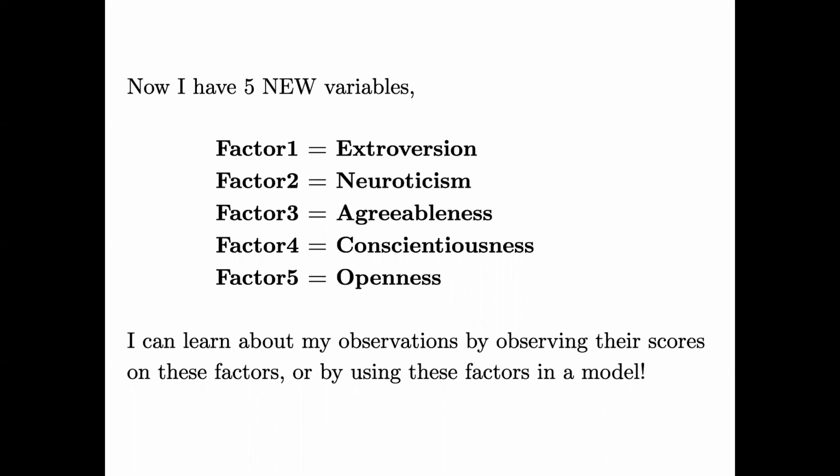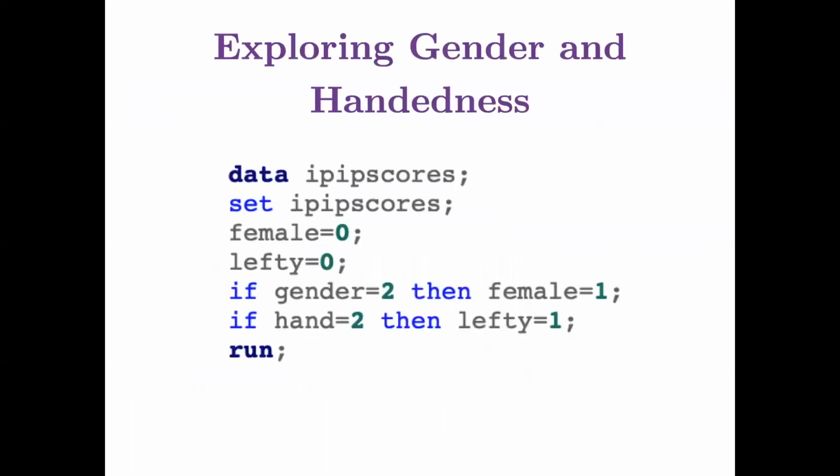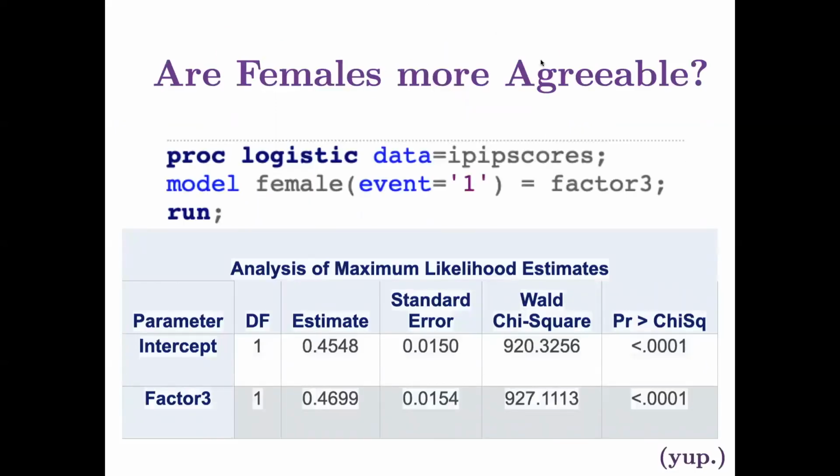So here I can actually use these factors in a model. So I can explore things like gender and handedness by using these constructs. So here I'm actually creating new variables, one for female and one for whether or not you're a lefty. And there's a question you can ask: are females more agreeable? Proc logistic, right? I'm just predicting whether or not someone identified as a female by factor 3. That was the agreeableness factor. Yep, we are.